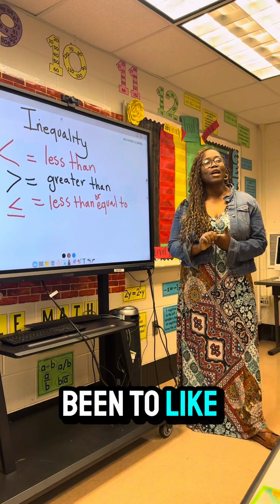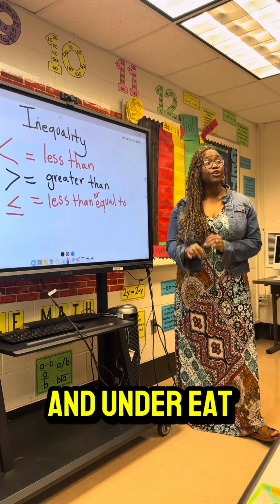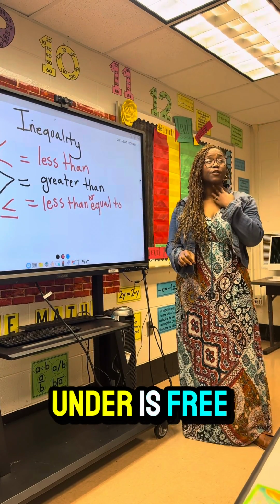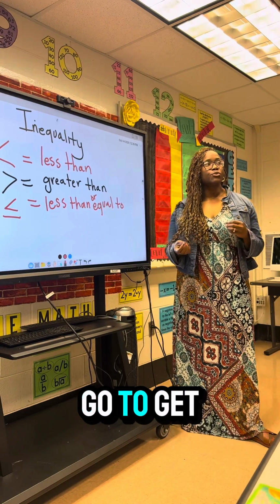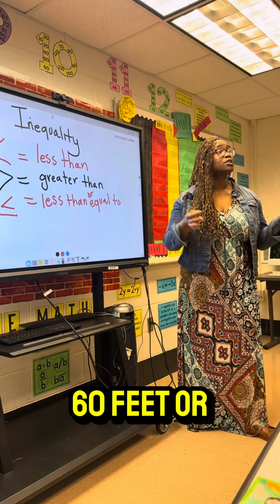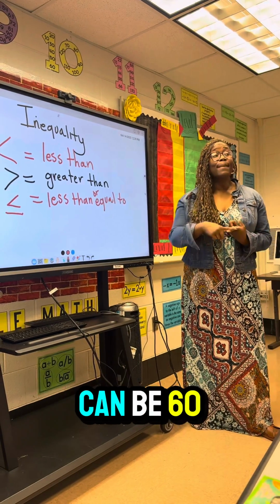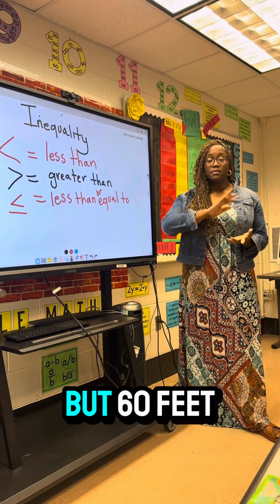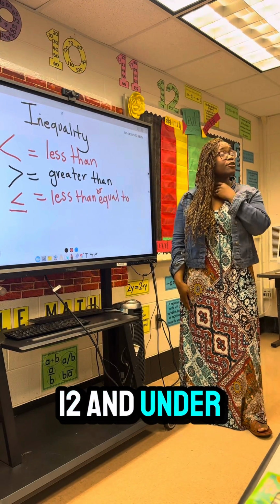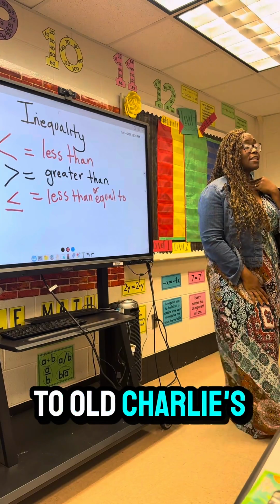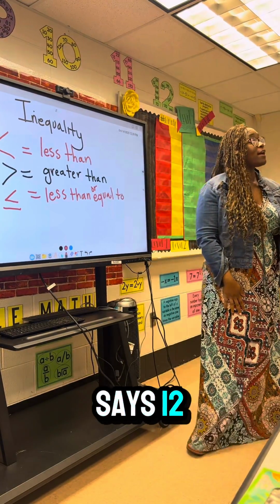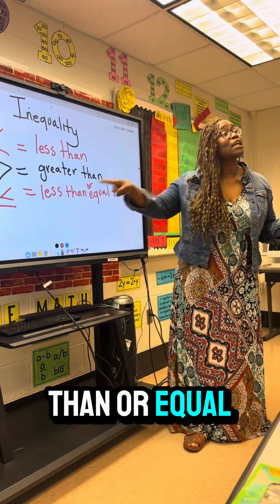And in real life, there are certain times where we use this. Have you ever been to like Old Charlie's and they say 12 and under eat free? Or if you go to get on a ride and they say 60 feet or taller. That means you can be 60 feet, but 60 feet on up. You can't be less than that. Or 12 and under, if you go to Old Charlie's and you're 12, can you eat free? Yes, because it says 12. That means less than or equal to.